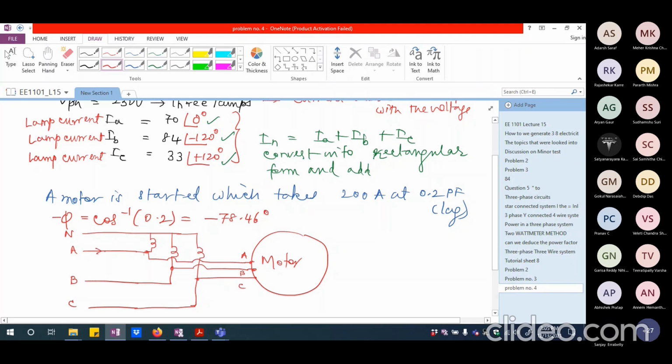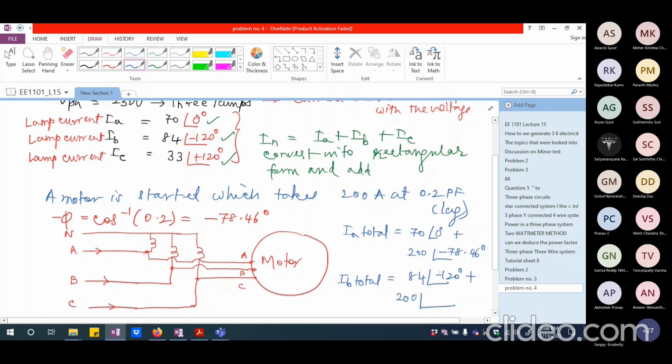Now what is being asked is the total current here. So I should add: IA total equals 70 angle 0 plus 200 angle minus 78.46 degrees. That will be the total IA current. IB total will be 84 angle minus 120 plus 200.